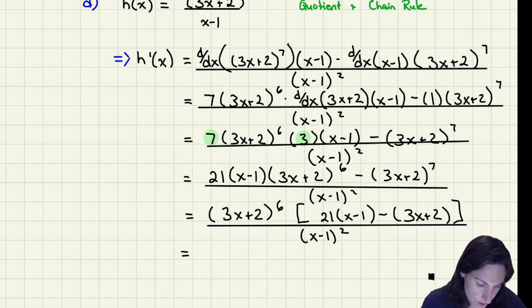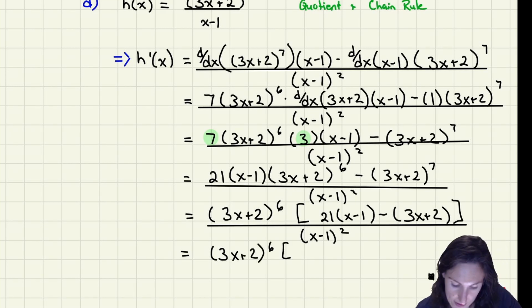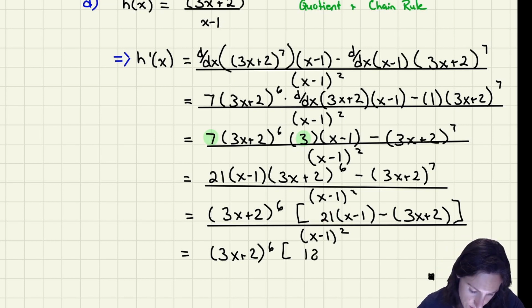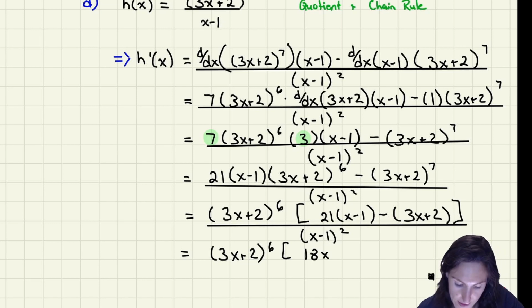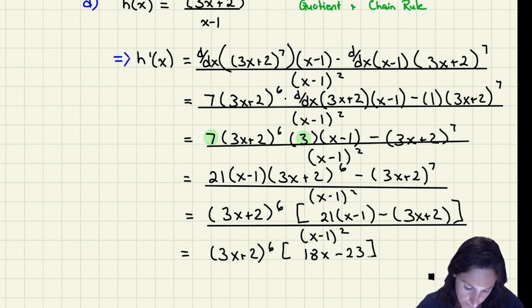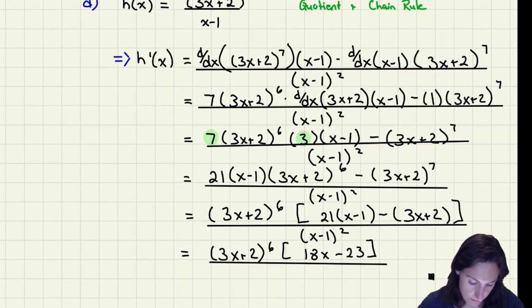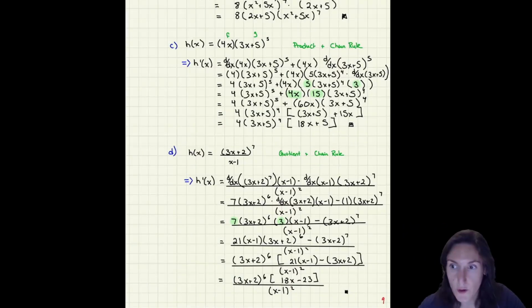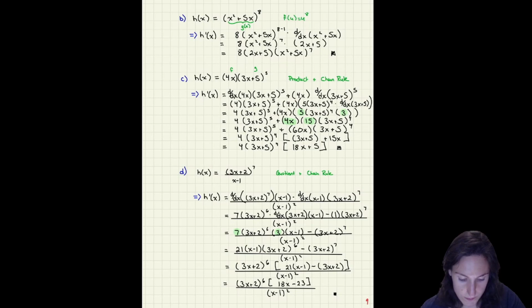And now we can simplify it a tiny bit more. Let me move this. So we have our 3x plus 2 all to the power of 6. And then what do I have? So I have 21x minus 3x, so I have 18x. And then I have minus 21 minus 2, so minus 23. And then all divided by x minus 1 squared. Okay, and I can't simplify it anymore.